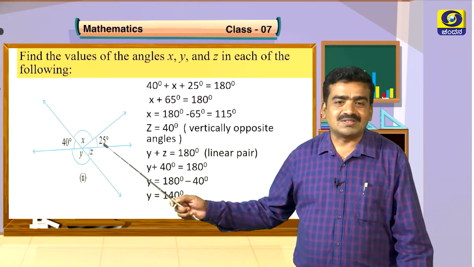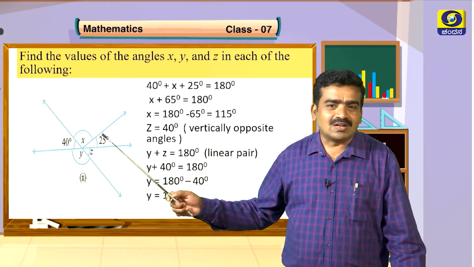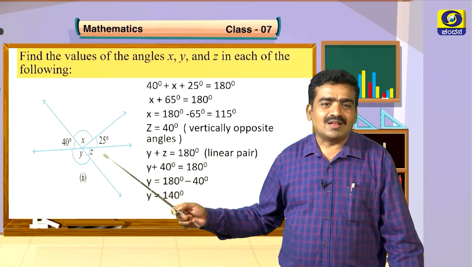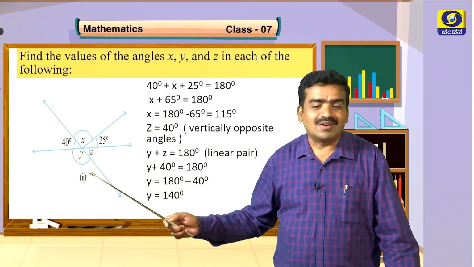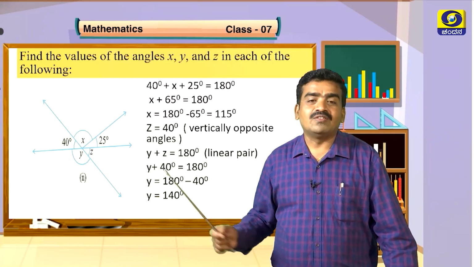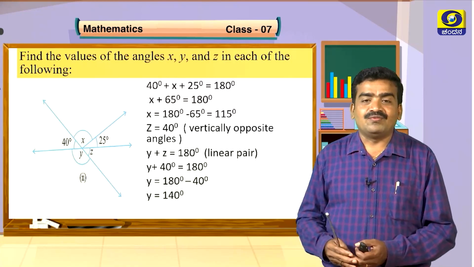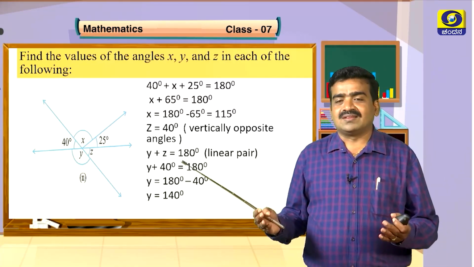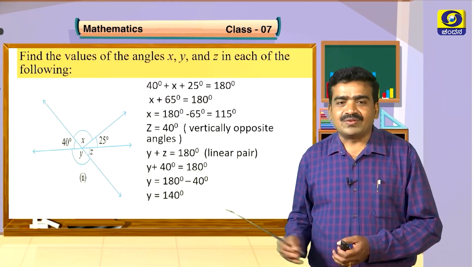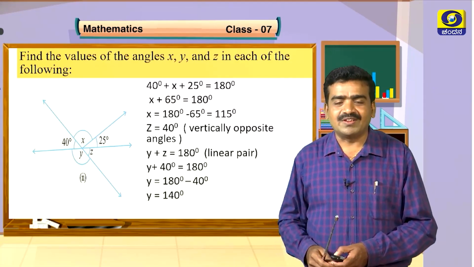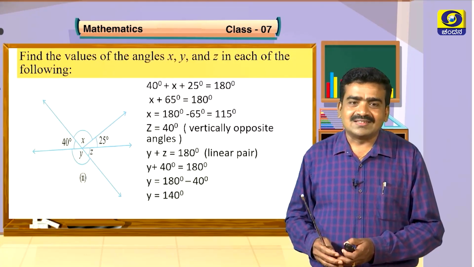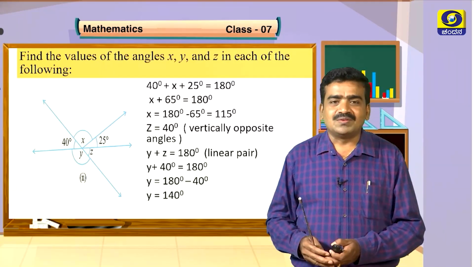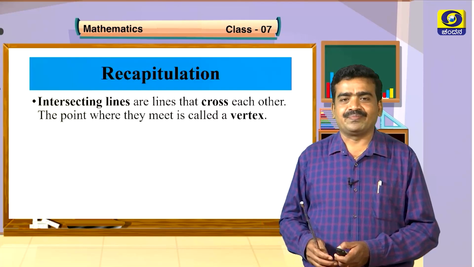So, therefore, what is the measure of x? The measure of x is 115 degree. Then what is the measure of z? Z is 40 degree. Then what is the measure of y? It is 140 degree. Like this, we have to calculate the value of x and y which is given in the figure. So, you should try some more problems which are given in your textbook.